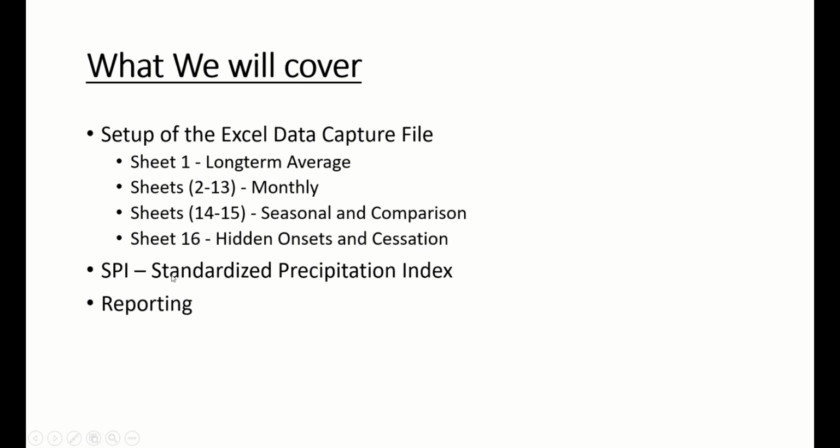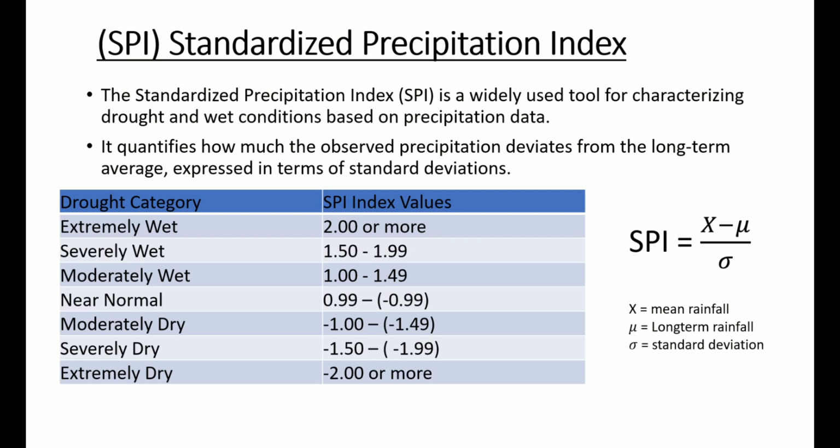We're also going to look at the standardized precipitation index, because it's one of the drought indices that we want to be able to capture and look at, apart from just the departure from normal, because we've been looking at that for the longest. And we're also going to look at the reporting: when you write the report for drought assessment, what do you look at, what should you input, and all that. So for now, let's look at the standardized precipitation index.